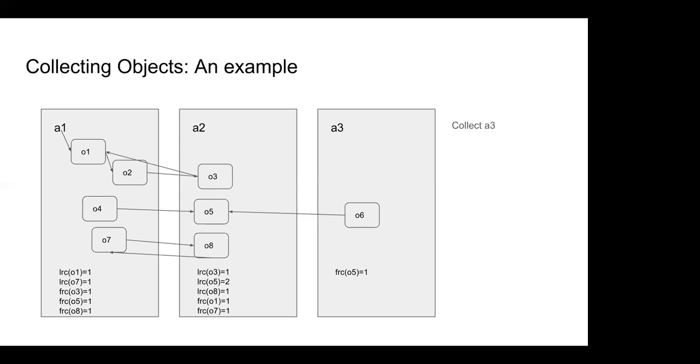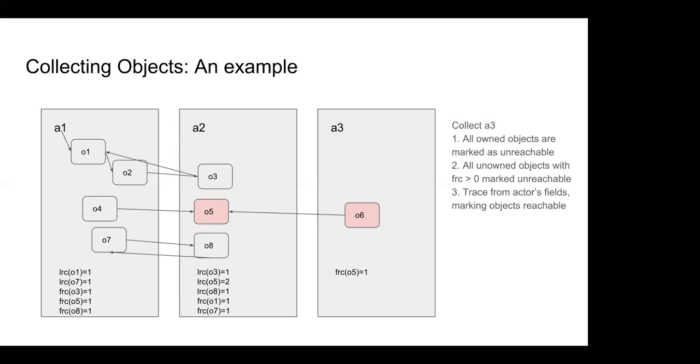So the first thing we're going to do is collect Actor 3. We're going to run the GC on Actor 3. The first thing it does is mark all owned objects as unreachable. So it owns 06, and it marks it as unreachable, which I've signified with red there. All unowned objects with a foreign reference count greater than 0 are marked as unreachable. It has a foreign reference count for 05 of 1, so it also marks 05 as unreachable.